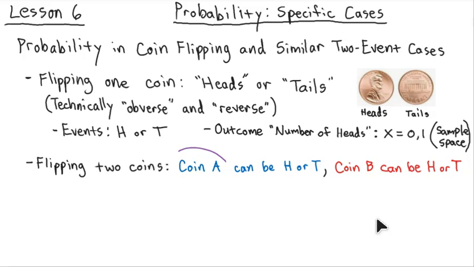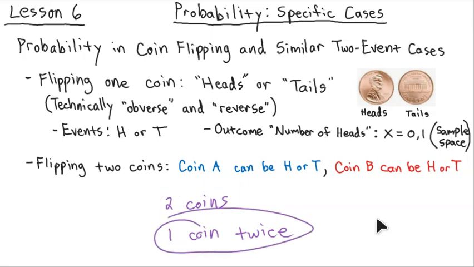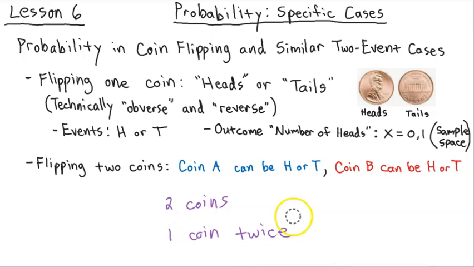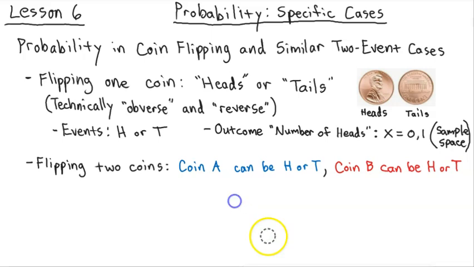We can call one of the coins coin A, and we can call the other coin coin B. Now understand, this does not have to be 2 coins. It can either be 2 separate coins, or it can be one coin flipped twice, okay? So flipping 2 separate coins is the same thing as flipping one coin 2 times in a row. That would be the exact same thing. So if we were to flip either 2 coins or one coin 2 times, the first flip we would call coin A, and the second flip we would call coin B.